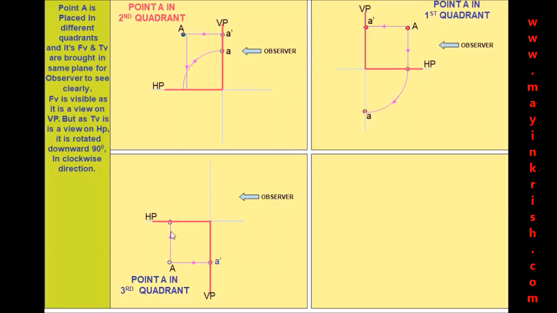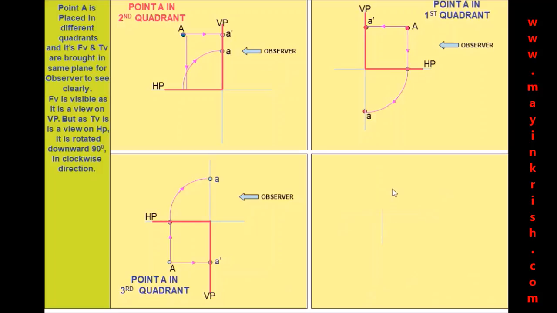So the horizontal plane in the third quadrant has to rotate in the clockwise direction, and finally the two things, the VP and the HP, are located in one single plane. Moreover, the top view has been placed above the XY and the front view has been placed below the XY, which is vice versa to the first quadrant. In the first quadrant, the front view is laid above the XY and the top view is laid below the XY.